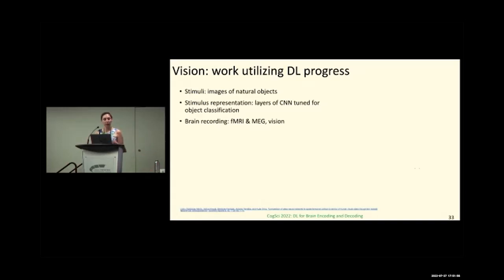So again, this was the standard work that is always cited when we talk about relationships between hierarchical CNNs and brain representations.